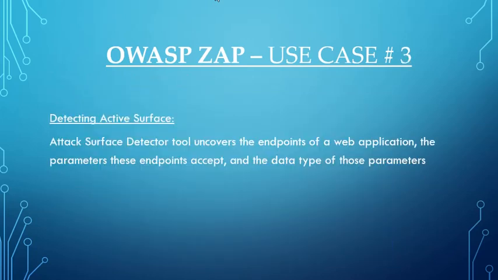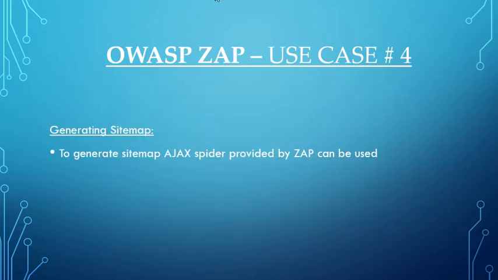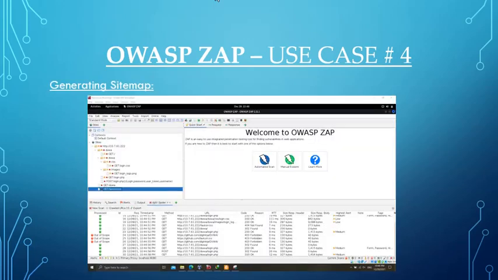Now use case 3, detecting active surface. The Attack Surface Detector tool uncovers the endpoints of a web application, the parameters these endpoints accept, and the data type of these parameters. These are results of use case 3. Use case 4, generating sitemap. To generate a sitemap, the Ajax Spider provided by ZAP can be used. So these are results of use case 4, generating sitemap.